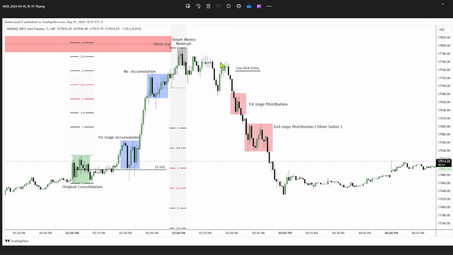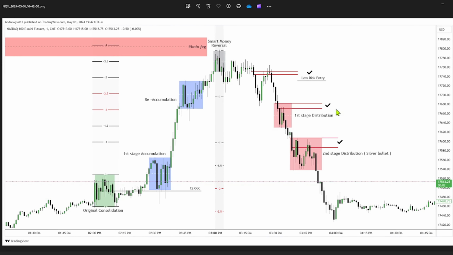We have this, right? So where did we come from? We have areas of consolidation down here. So the more and more that you study the market maker model, you'll notice this, right? So we have our low risk entry here off of that breaker. First stage distribution. Okay, first stage distribution, fair value gap right in there.